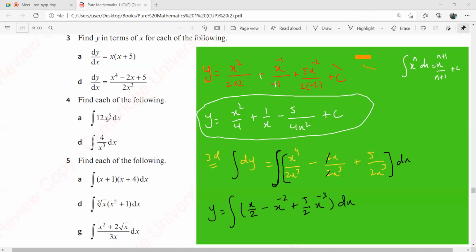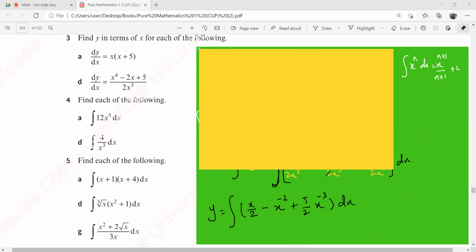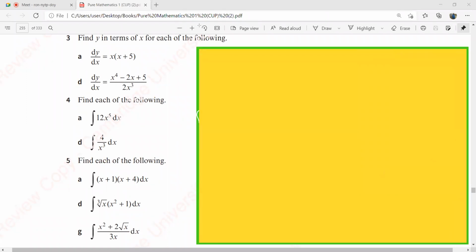It's quite simple. Okay, there's already an integration mark here. So I'll be moving on to question number 5 now. Okay, question number 5 we are on to. So let's try 5 part A.